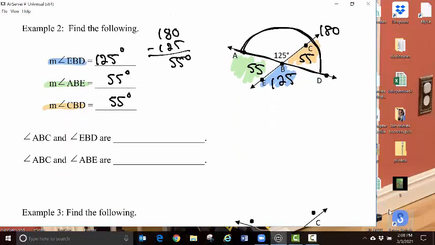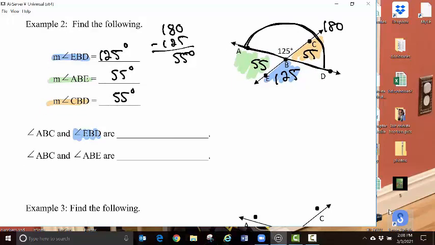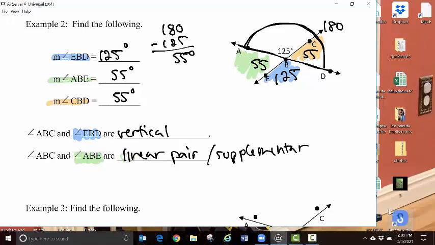So then, this is just vocab. The white one, and it's the EBD. The blue one, okay, are vertical. Okay, and the green one and the white one are supplementary. They form a linear pair. They are supplementary. Okay, so the white one and the blue one are vertical, and the white one and the green one form a linear pair, so they are supplementary.